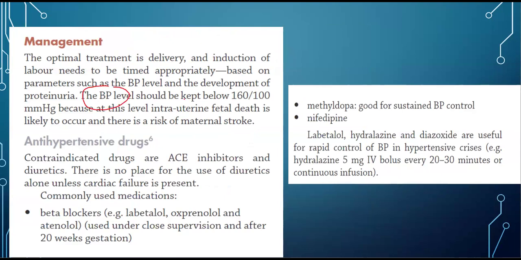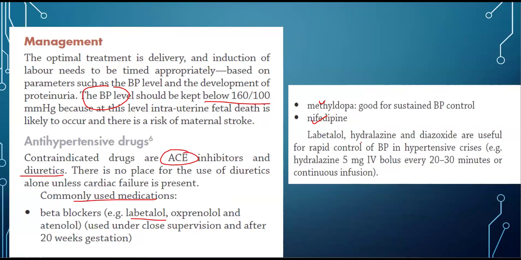The idea is to keep the blood pressure below 160 by 100. Okay? So what antihypertensive drugs can we use in pregnancy? Contraindicated antihypertensives are ACE inhibitors, ARBs, and diuretics. The commonly used antihypertensives are beta blockers, like labetalol, which we use very commonly. Then methyldopa, nifedipine. So these are the common antihypertensives that you can use during pregnancy.